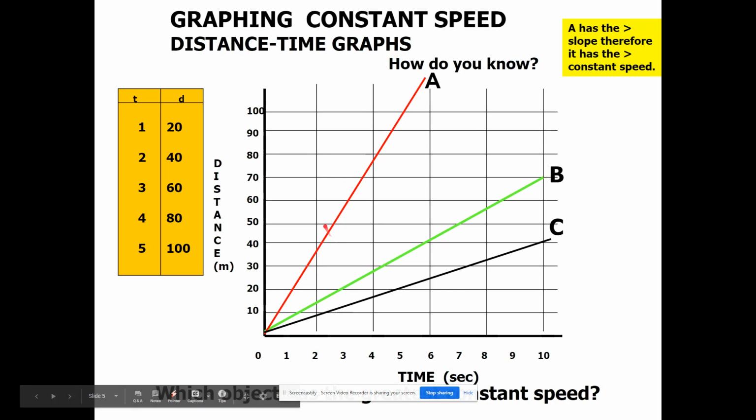Some interesting things about these diagonal lines as you graph them. The steeper the line, like this red line, A, the faster the object is going. It's covering more distance in the same amount of time. So when we graph speed, we can tell if something's moving very fast or very slow based on the shape or angle of the line. The steeper the angle, the faster the object.